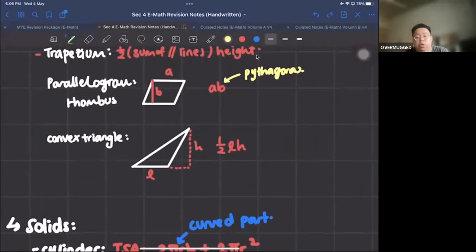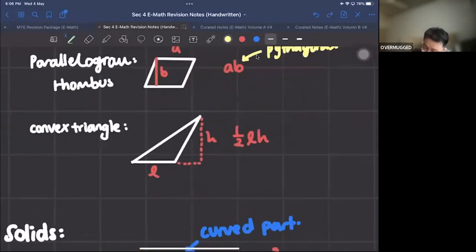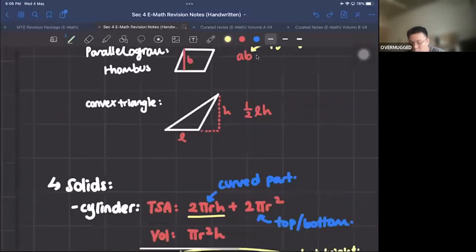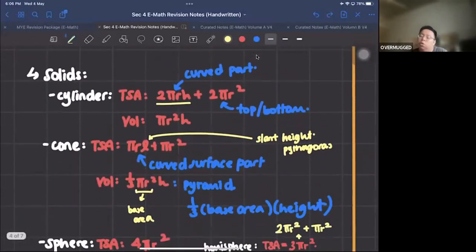For convex triangles, so this kind of triangle that's tilted on one side, please remember that the area is half times length times height. Now remember, whenever we draw the height going down towards the line, the length is here. So be careful. Now for solids, it's a must to memorize all the solids.